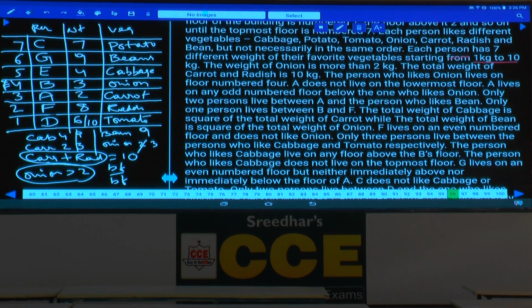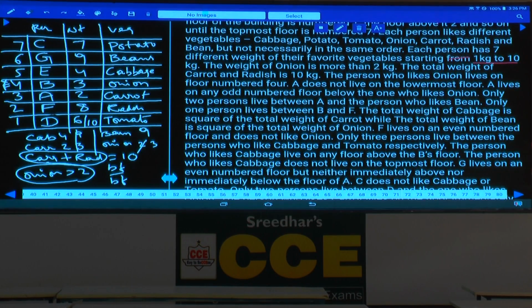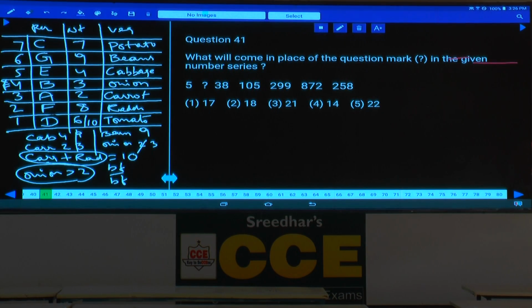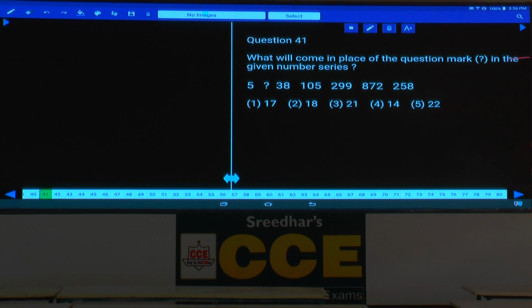Now question numbers 41 to 45. What is given in this 41 to 45? Now question number 41: 538, 105, 299, 872, isn't it? Now 538, 105, 200, 800, and this is not 258, it is a wrong number. There is a small correction in this one.